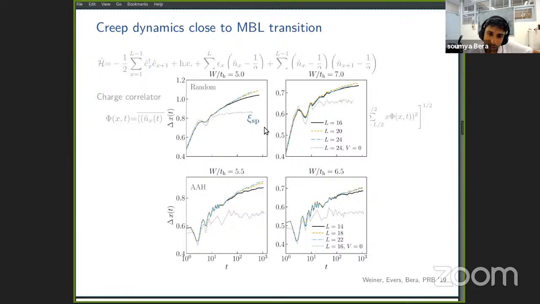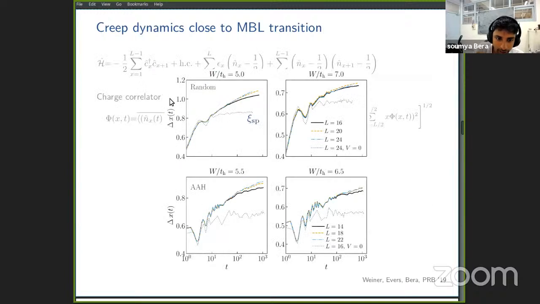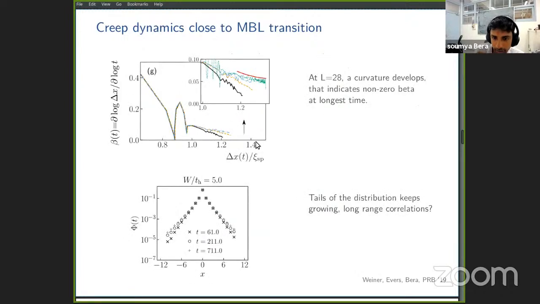In order to understand more, let's understand what is the exponent that we are getting. So this is what we look at. This is the beta of t, a running exponent. We don't fit anything. We just look at the log derivative of this delta x with log of time, plotted as a function of not the time, but a proxy of time. So what we do is delta x divided by the single particle localization length. Just remember the delta x was over there, and the single particle localization length is defined over here. So we divide these two things and plot it on this x-axis.